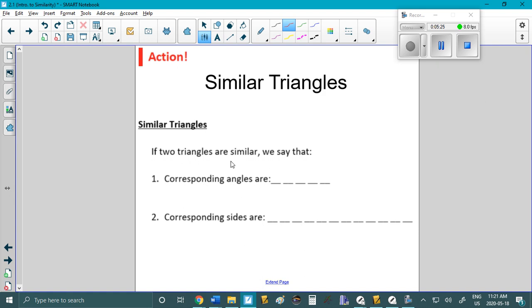All right, so if two triangles are similar, we say that corresponding angles, so this is the word similar. You'll see it a lot. This unit's called similar triangles. So let me show you here what similar means.